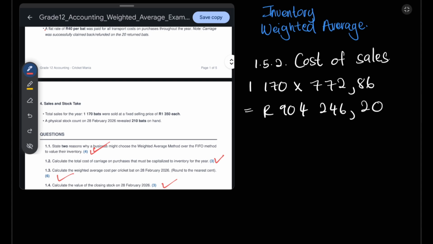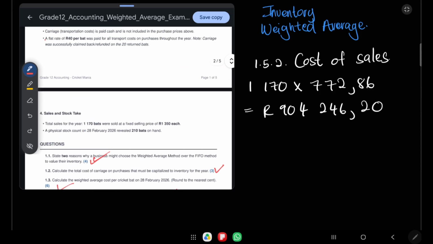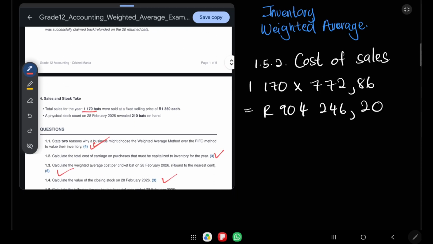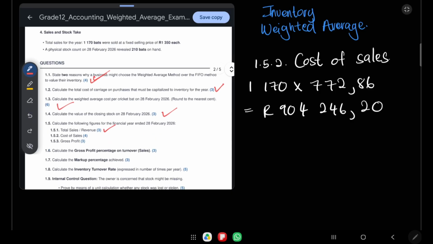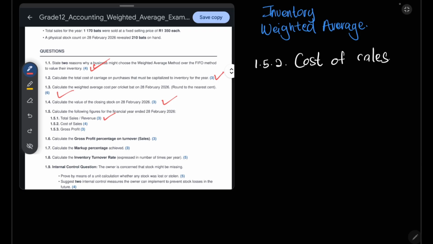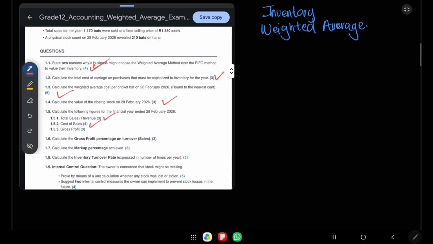You just look at the units that you sold. We sold, let me check the sales, we sold exactly 1,170 bats. So you multiply it with the weighted average cost per cricket bat that we calculated. You can also write that as a formula in your weighted average notes. Let's look at the next question. You're done with cost of sales.